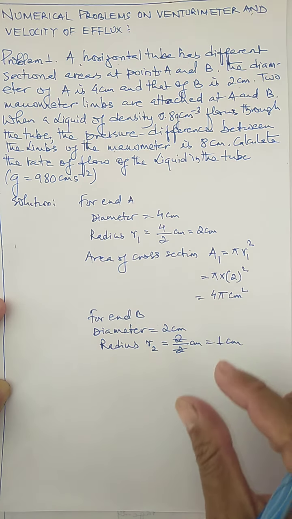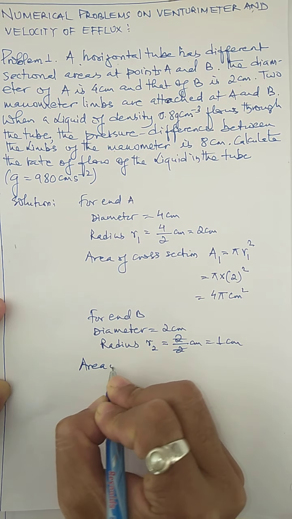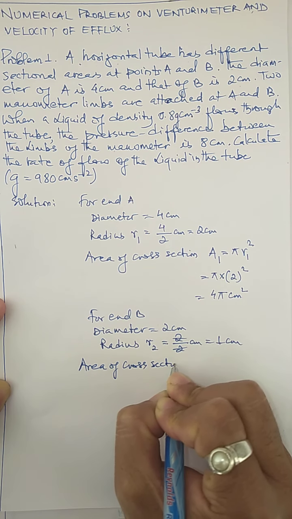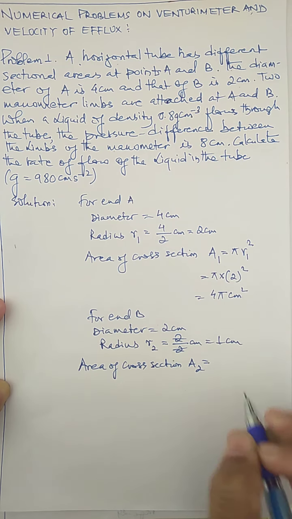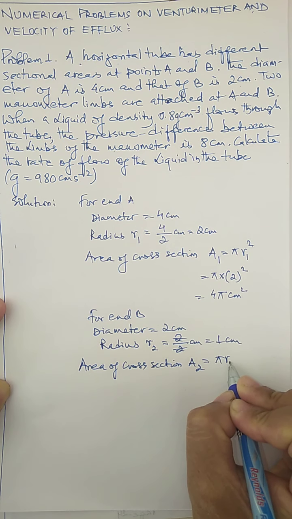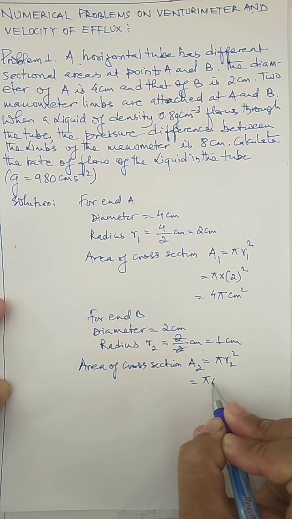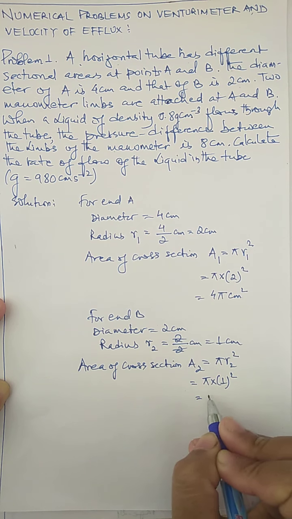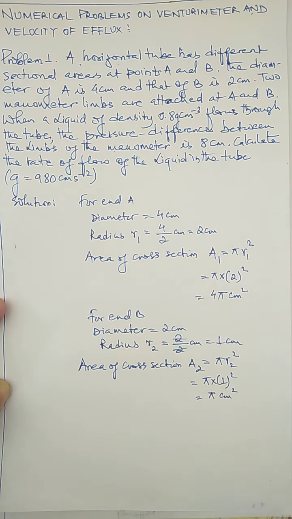So this end of this horizontal tube also has a cross section area, and the area of cross section of this end is also equal to the area of a circle. So let me write down again the area of cross section. The area of cross section at end B, let me mark it by letter A2, equals pi R2 square. So what is the formula? Pi R2 square. Pi times 1 with whole square. 1 square is 1, so it will be pi centimeter square.